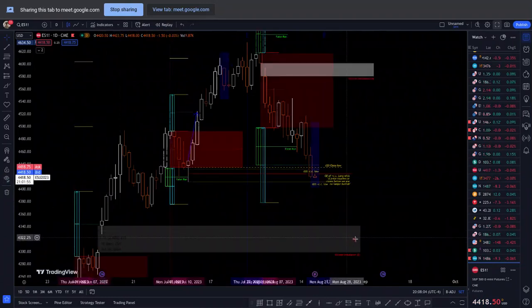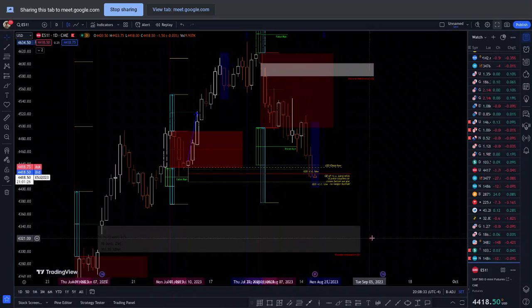Sometimes it won't fill in the gap. Sometimes it'll go to consequent encroachment. Consequent encroachment is 50% of the gap. Sometimes it'll go down to 50%, reverse up, and come up here and probably try to fill this in or go up to the order block, and then it'll come back down and fill it in. So sometimes it's just not going to come straight down here. A lot of times it will reverse off of consequent encroachment and leave a little bit open for a little bit, maybe for a few days or a week and a half, and then come back down here and fill it in.